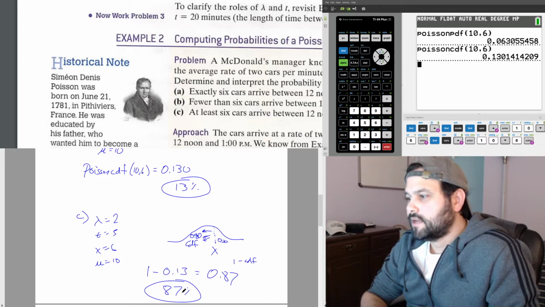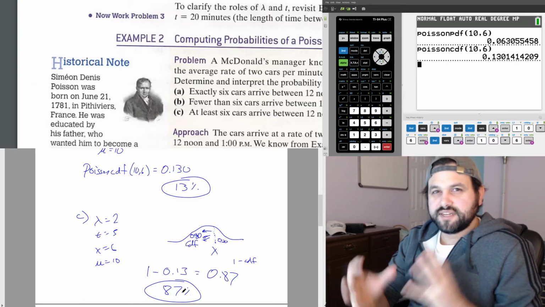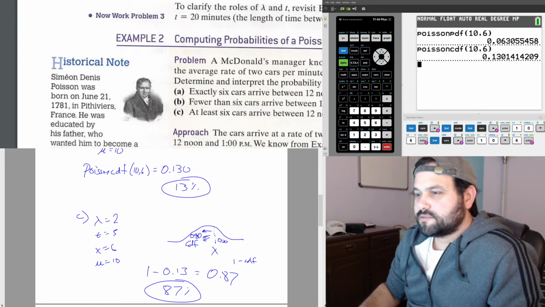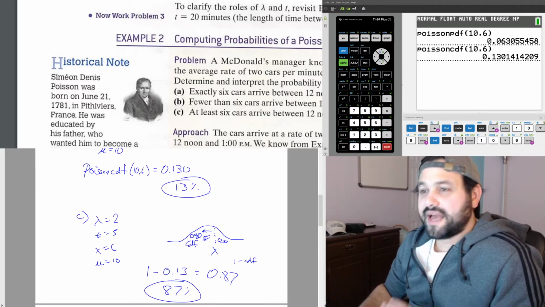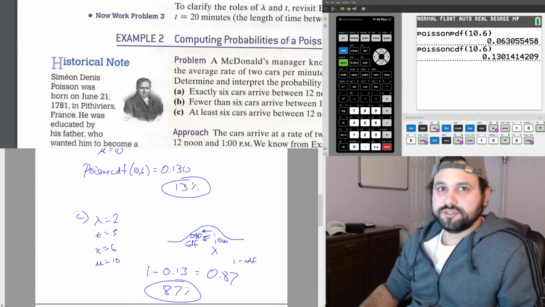Okay? So, apologize if I didn't explain that as well in the last sections, okay? But that goes for all distributions, okay?